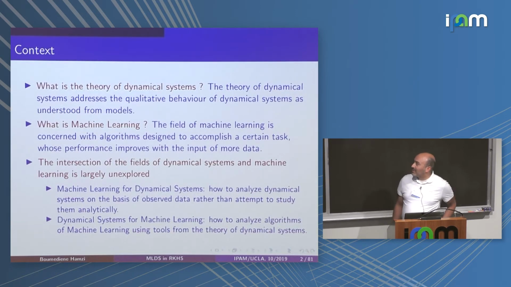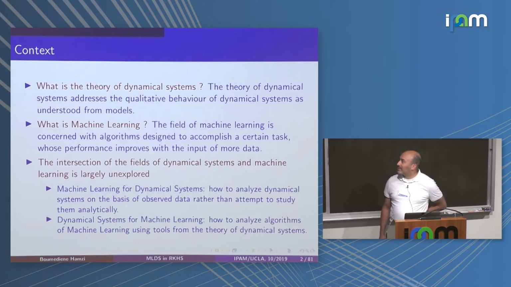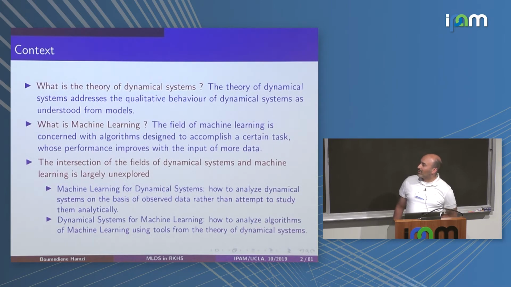So I'll just start by defining the terms in the title. So what is the theory of dynamical systems? The theory of dynamical systems addresses the qualitative behavior of dynamical systems as understood from models. So here we are interested in general in the long-term behavior. So not necessarily with prediction, but we are interested in other properties of differential equations, whether they are autonomous, controlled, or stochastic, or they can be also discrete time or continuous. So this theory is model-based.